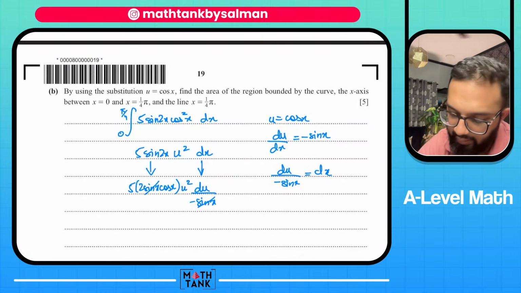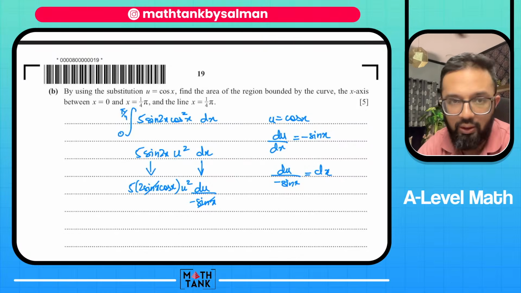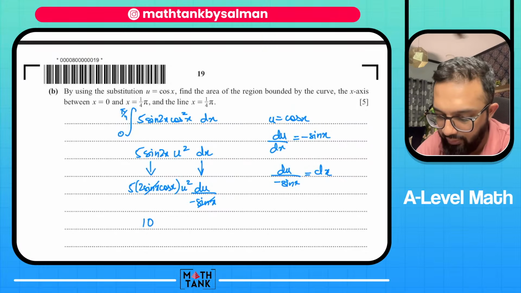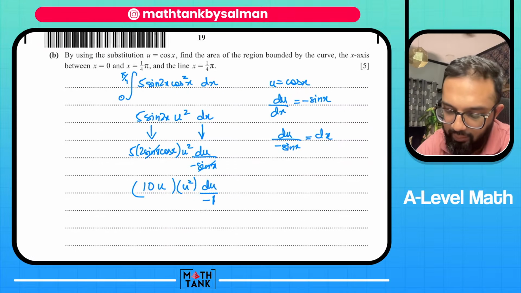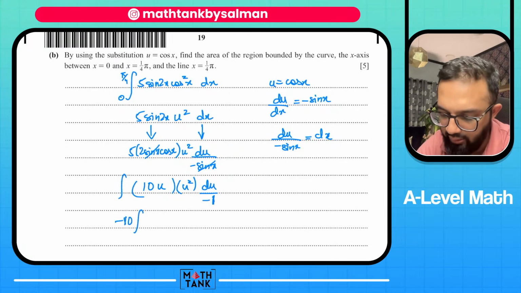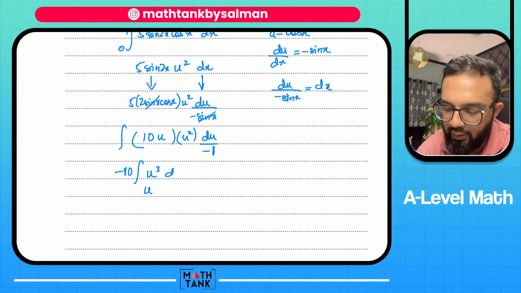So that cancels out, and again you can replace cos x with u, so that becomes 10u into u squared du over the minus sign, minus 1 basically. You can pull out the minus 1 outside and say this is, you can pull out the 10 minus 10 outside and you say this is u cubed. The u cubed integrates to what? U power 4 over 4.